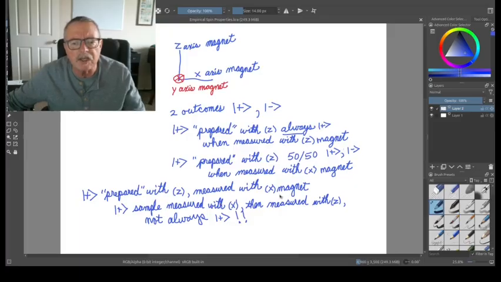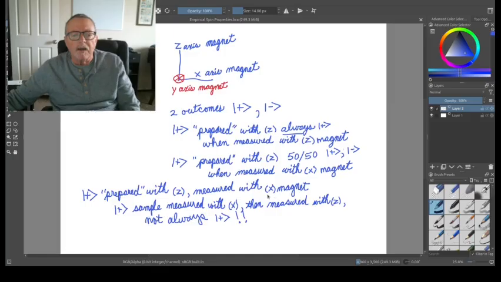So the big deal is that by measuring it with z, and as long as I always measure it with z, I'll always get that same result. If I switch basis measurements in between times, then that's going to affect the probability of what the outcome is.